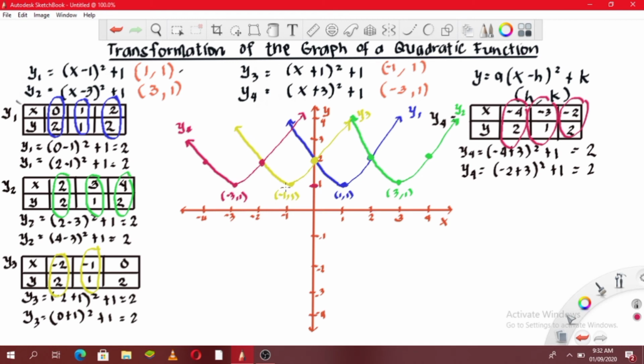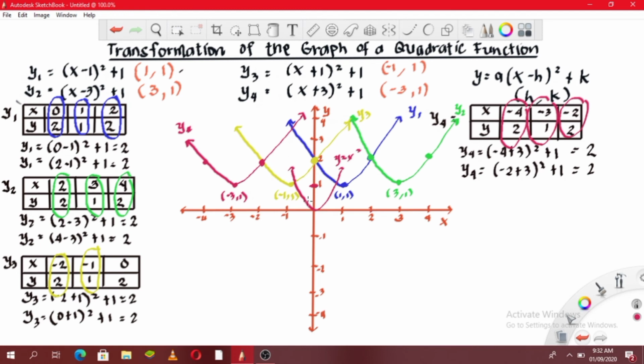So, anong epekto ng h sa shifting or transformation ng graph? Kung papansinin, ang h natin dito is negative 3. Okay po? So, saan nakatapat yung ating vertex with respect to x-axis? Sa negative 3. Okay po? So, kung mapapansin, let's say, dito tayo nag-start sa origin 0, it means yung graph natin nag-shift. Let's say, yung graph ng y equals x squared, dito lang siya eh. Dito lang yung graph ng y equals x squared. Nandyan lang. So, this is y equals x squared.